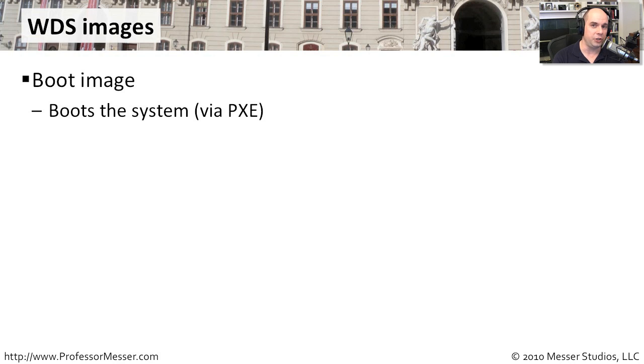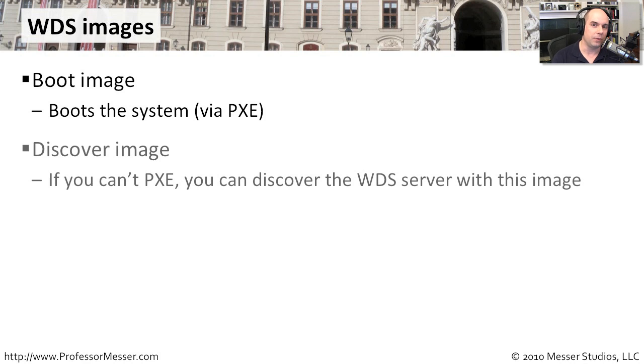There are some older machines, however, that may not have capabilities for doing PXE. So for that, we'll need a Discover image. This is that traditional CD, DVD, that ISO file that allows it to find the WDS server with this particular image. So if you can't do PXE, you'll need a Discover image to take to that machine.